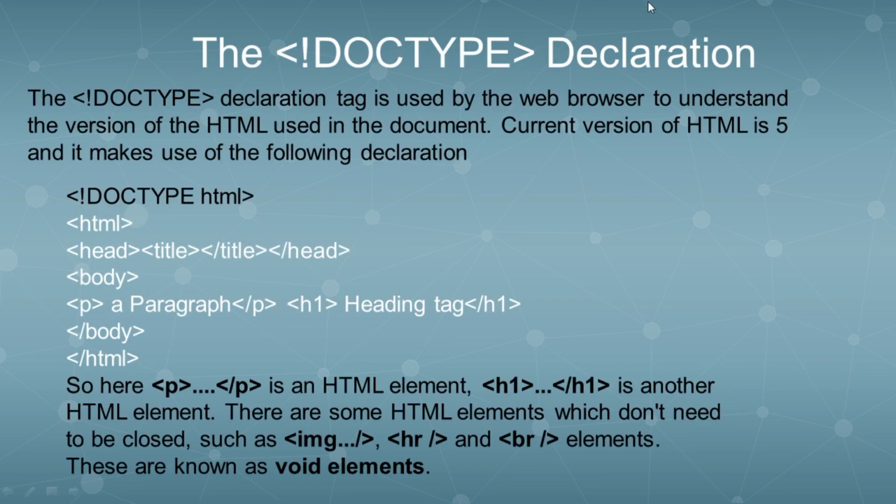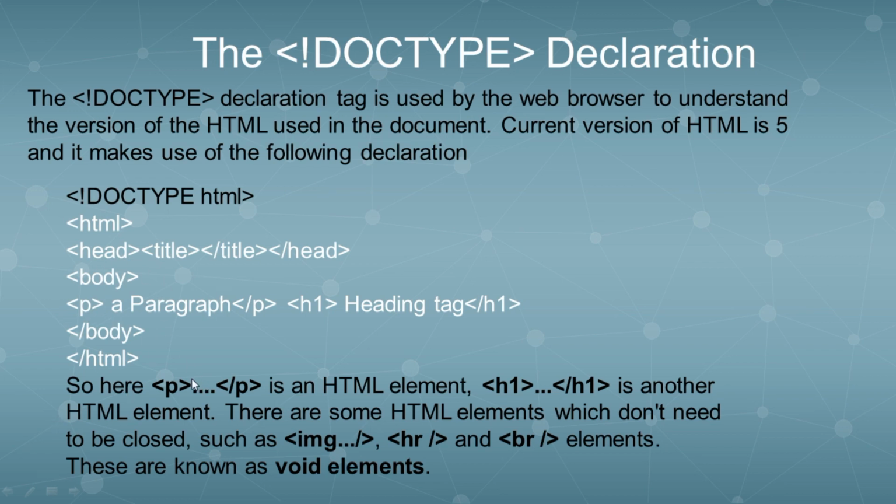First thing, the doctype declaration. The doctype declaration tag is used by your browser, not by the user. It is used by the web browser to understand the version of HTML used in the document. The current version is 5.0 or 5, and it makes use of the following declaration. For example, angular bracket open, exclamation sign, doctype, HTML, angular bracket close, and the rest of the remaining code.